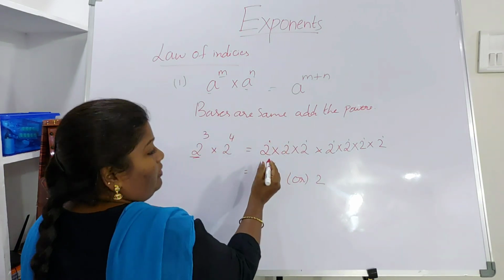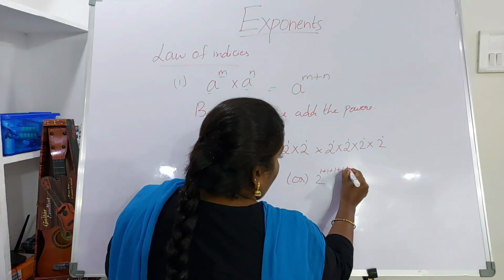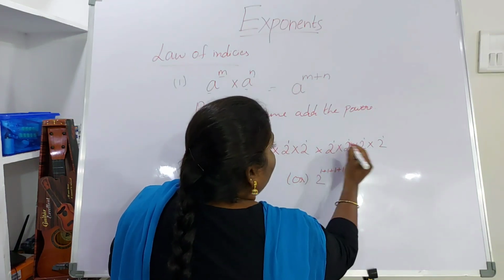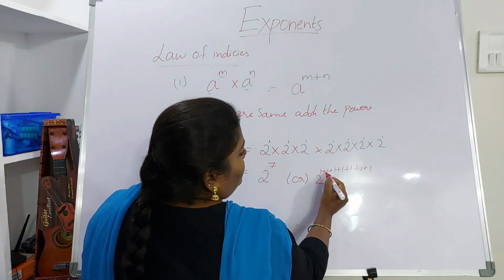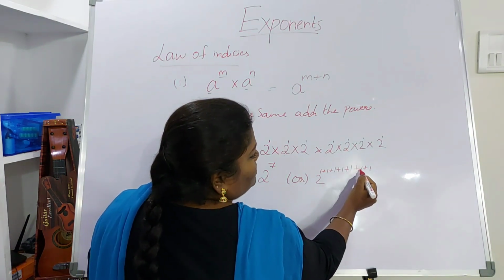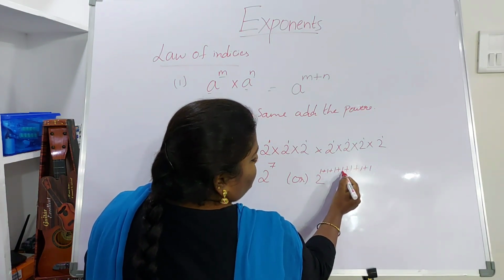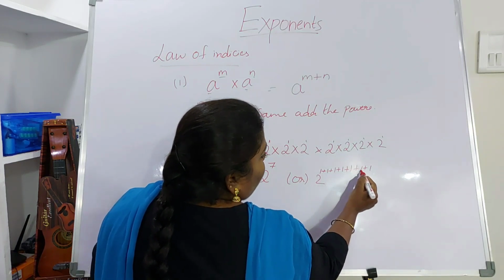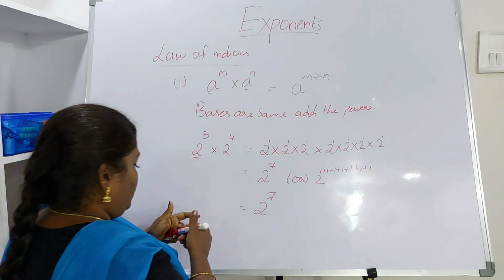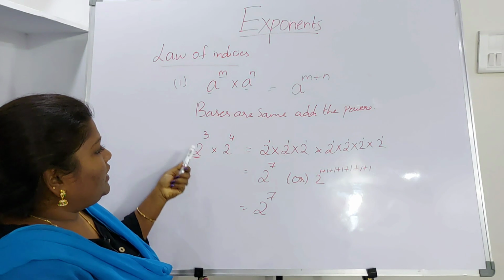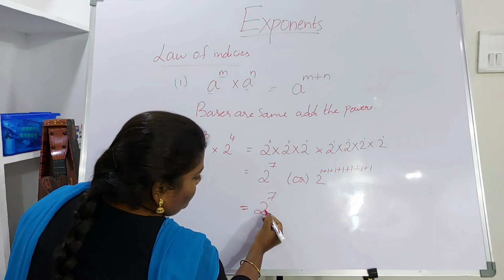Or it can be like this. Here each 2 bears a power of 1, so 1 plus 1 plus 1 plus 1 plus 1 plus 1 plus 1. It is repeating 7 times. That is 1 plus 1 is 2, 2 plus 1 is 3, 3 plus 1 is 4, 4 plus 1 is 5, 5 plus 1 is 6, 6 plus 1 is 7. So here you can observe that when bases are same, we can add the powers. This is one of the laws of indices. So it is 2 to the power of 7.